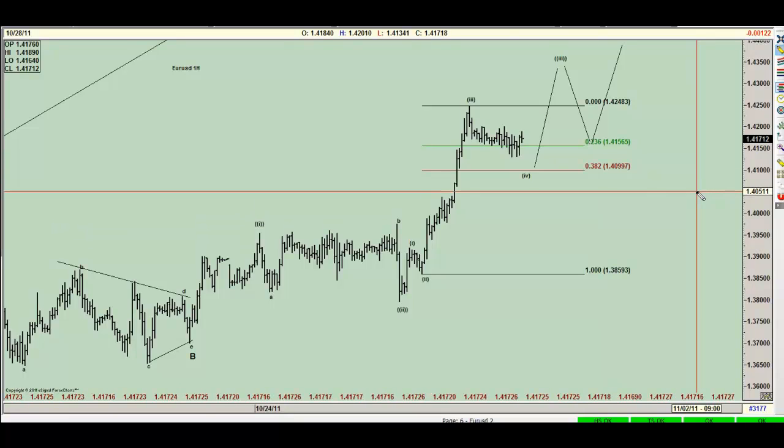Still, let me repeat it one more time. We believe that we are in the B-way triangle, when we're going to go lower in a C-way thrust soon in the weekly. But still we see higher prices from current levels to around 144, 145 area.